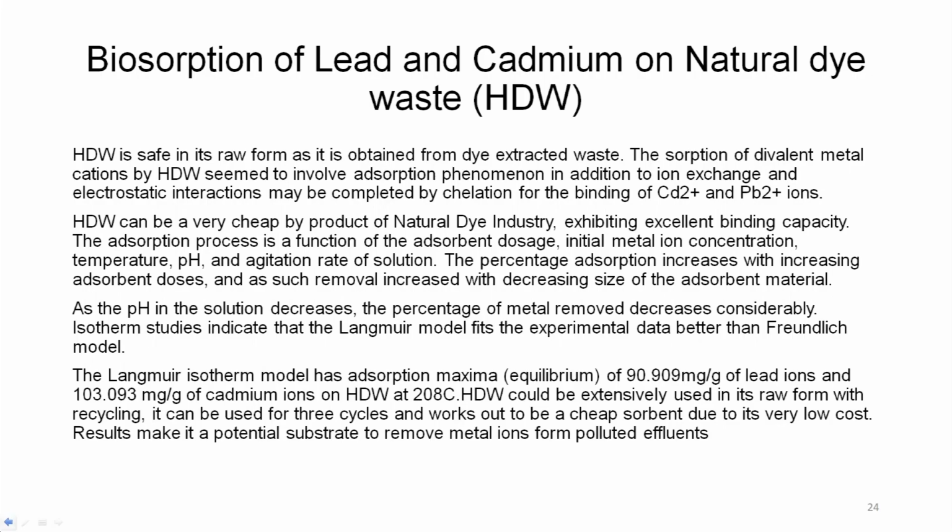HDW could be extensively used in its raw form with recycling. It can be used for 3 cycles and works out to be a cheap sorbent due to its low cost. Results make it a potential substrate for removal of metal ions, particularly lead and cadmium, from polluted effluent.